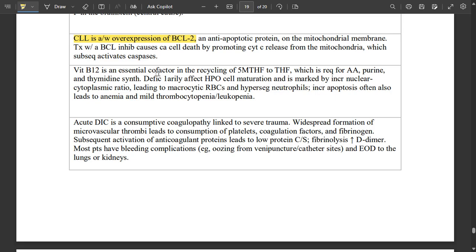There is a discrepancy in nuclear and cytoplasmic maturation. Maturation does not occur, marked by an increase in the nuclear to cytoplasmic ratio. So the NC ratio increases, leading to macrocytic RBCs with hypersegmented neutrophils. Increased apoptosis often also leads to anemia and mild thrombocytopenia or leukopenia. So anemia or pancytopenia occurs; simply, pancytopenia and megaloblastic anemia occur.